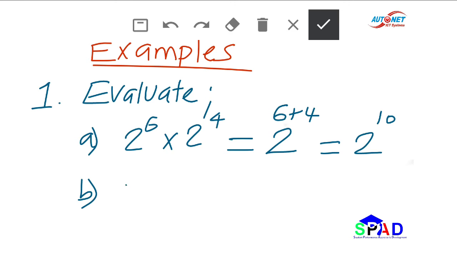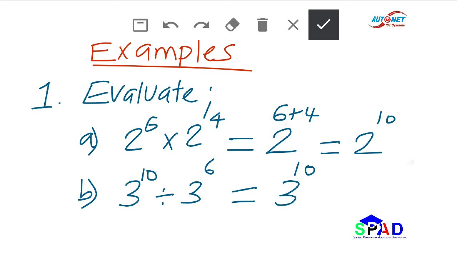B, example number 2, if we are supposed to evaluate 3 to power 10 divided by 3 to power 6, what are we going to do? We are simply going to pick one of the bases, and in this case that is 3, and then because we are dividing, for the powers we shall subtract. So that is simply 3 to power 10 minus 6, and that is 3 to power 4.